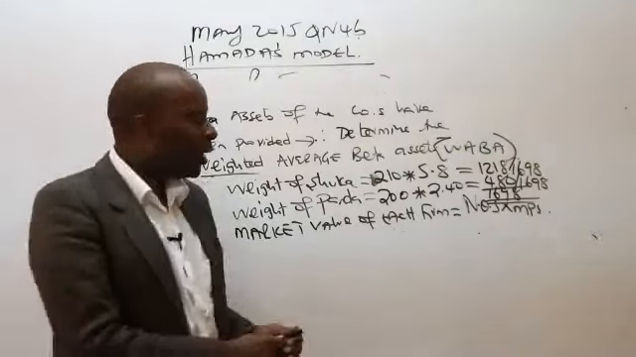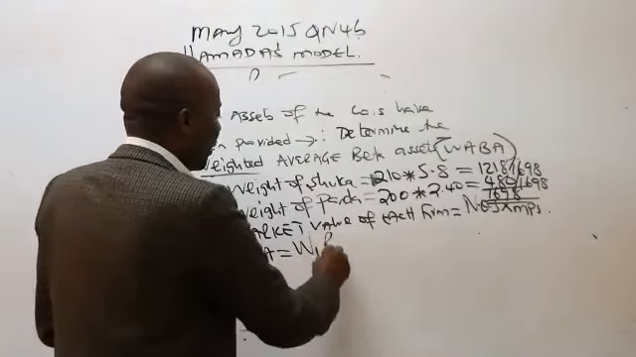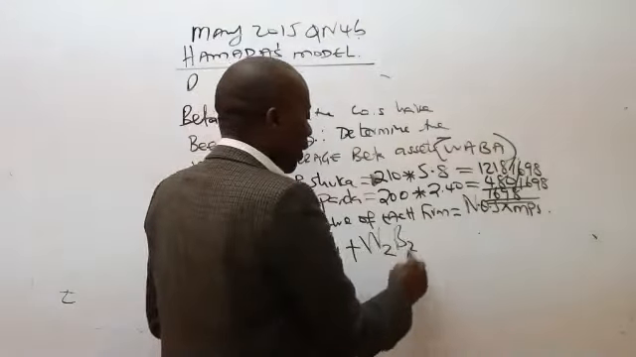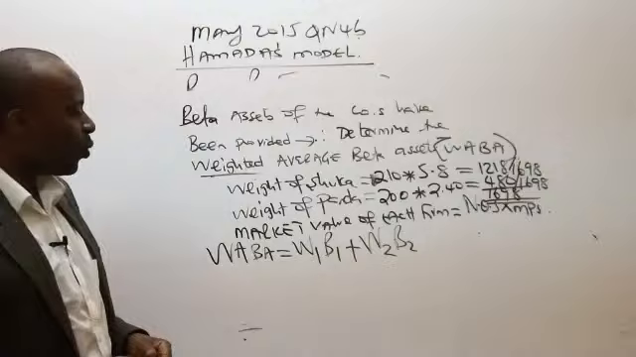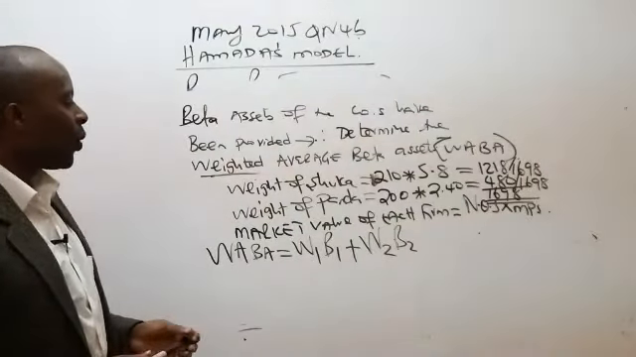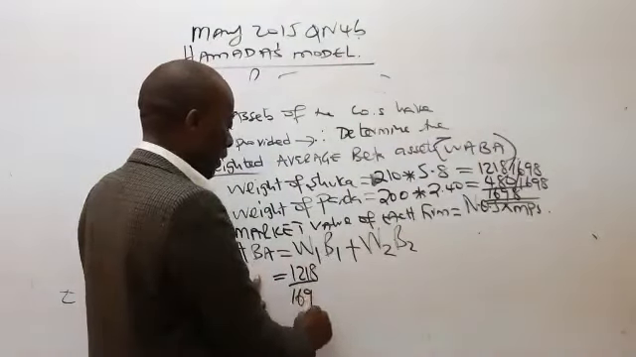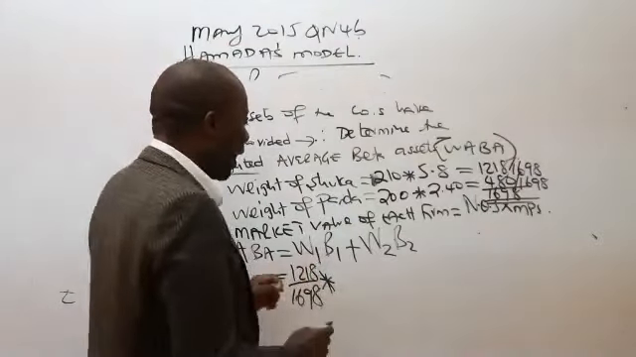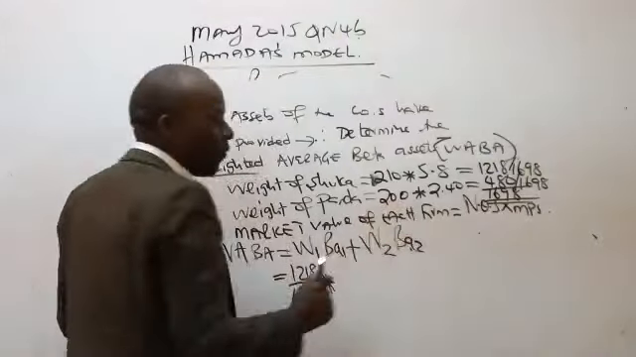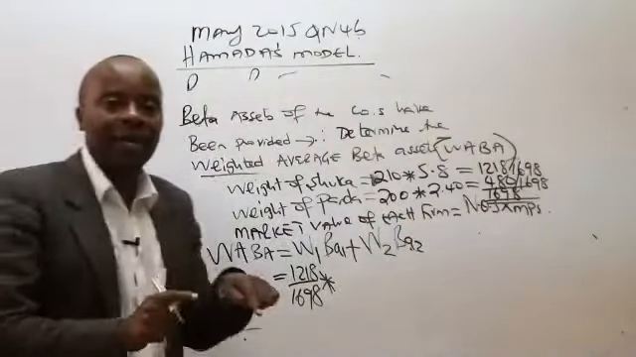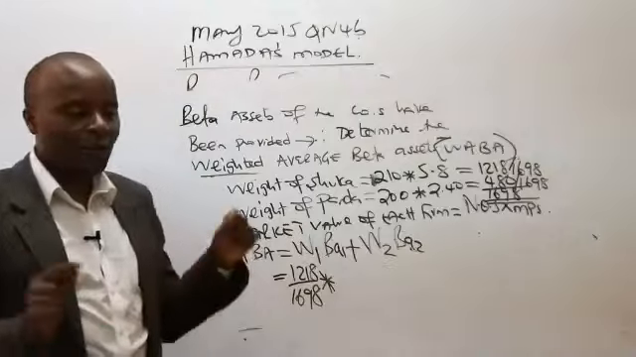Let me help you. To get our WABA, our weighted average beta assets, I'll take weight 1 times beta 1, plus weight 2 times beta 2. So weight 1 is 1218 over 1698 multiplied by beta. How I wish I had said BA1 and BA2 so that you don't get confused, because we can only combine beta assets.